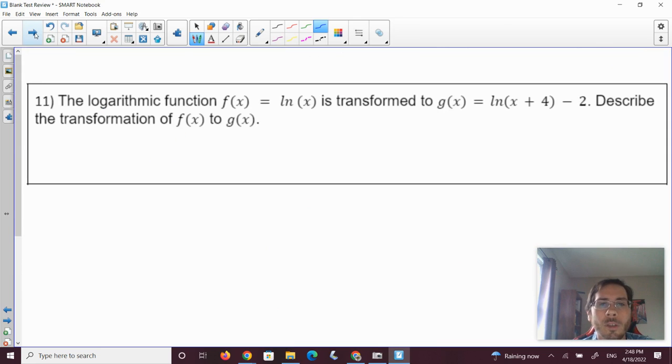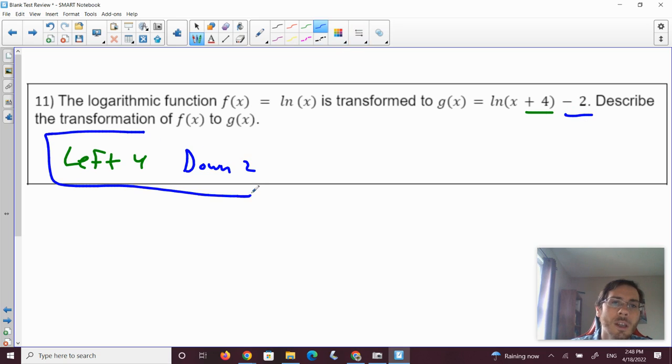For 11, we have the logarithmic function f of x equals ln of x, which is transformed to ln of x plus 4 minus 2. Describe the transformation of f of x to g of x. So we can see inside here we have plus 4, which means we're going to the left 4. Outside the parentheses, minus 2 means down 2. And just like everything else we've done with the a's, h's, and k's, that's the end of the question. So that's all we got.